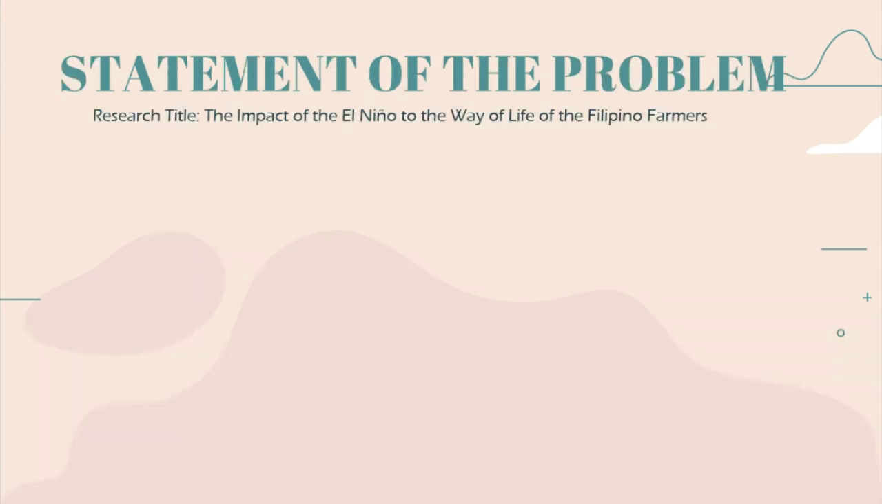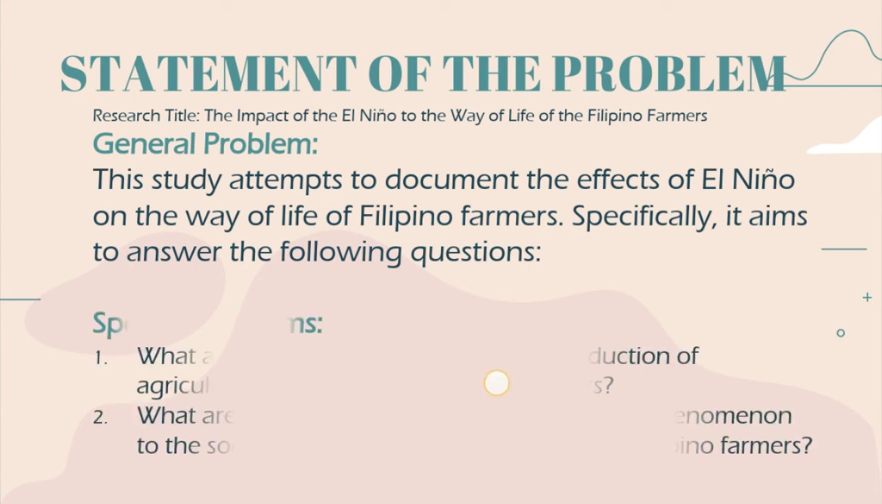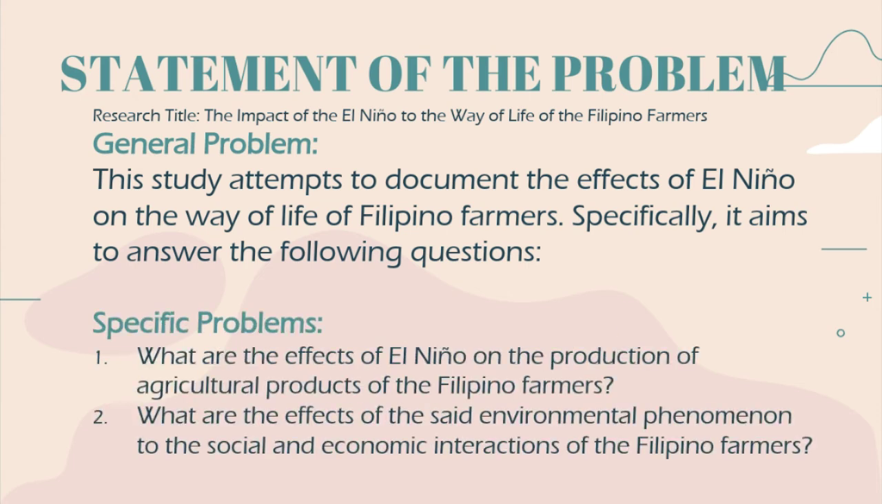Next is the statement of the problem, which is also called the heart of a research study. Here, objectives are presented. The introductory statement in this section is known as the general problem. For example, this study attempts to document the effects of El Niño on the way of life of Filipino farmers. Specifically, it aims to answer the following questions, and this is followed by specific problems or objectives that will be thoroughly studied in the course of research.